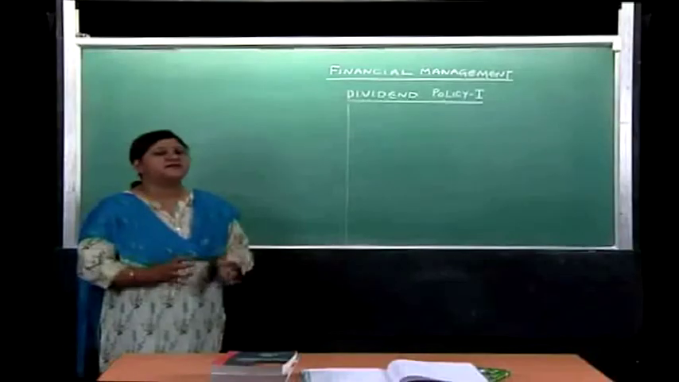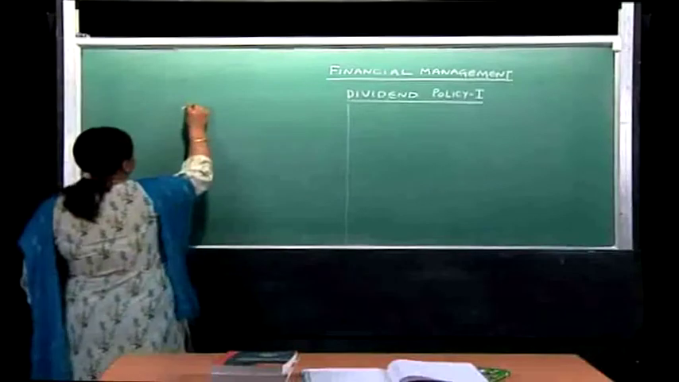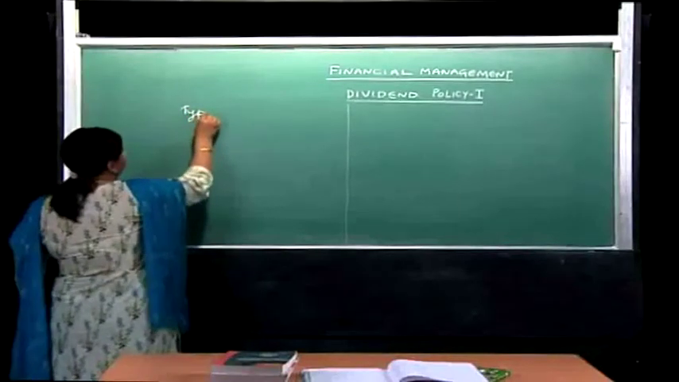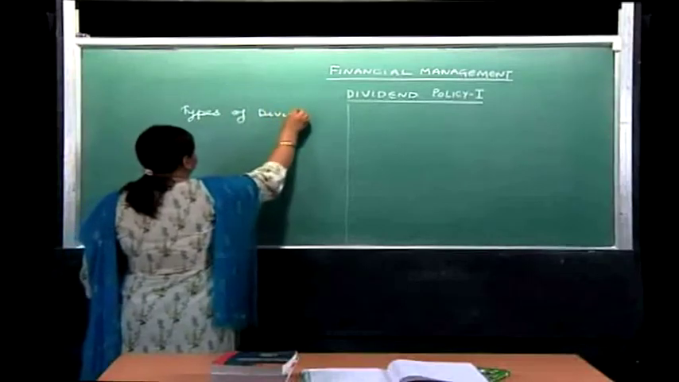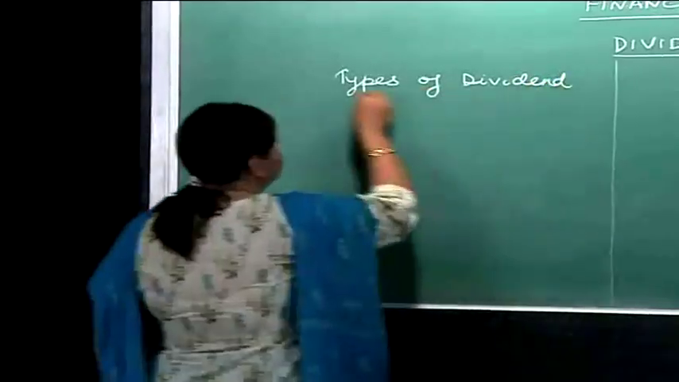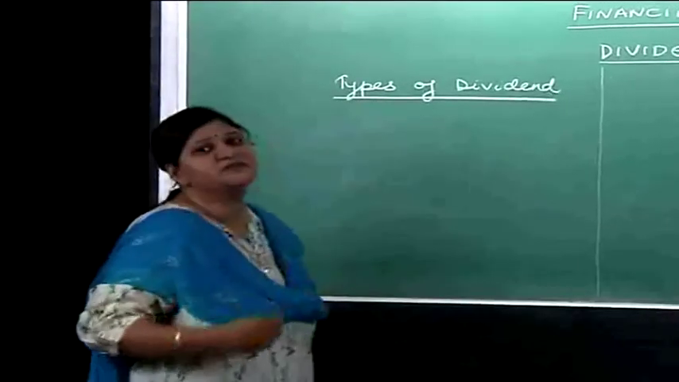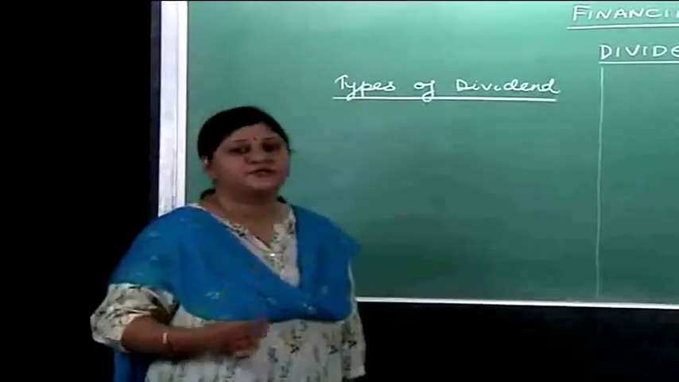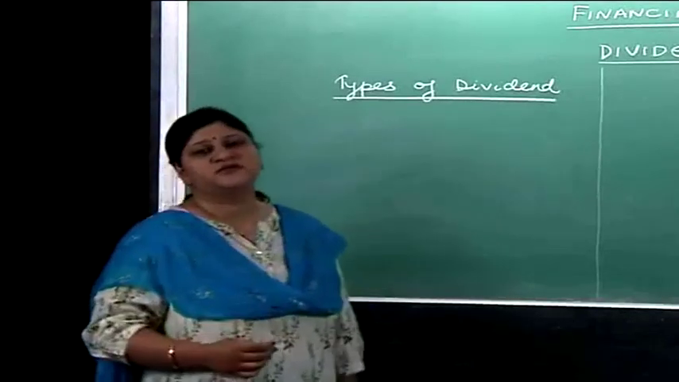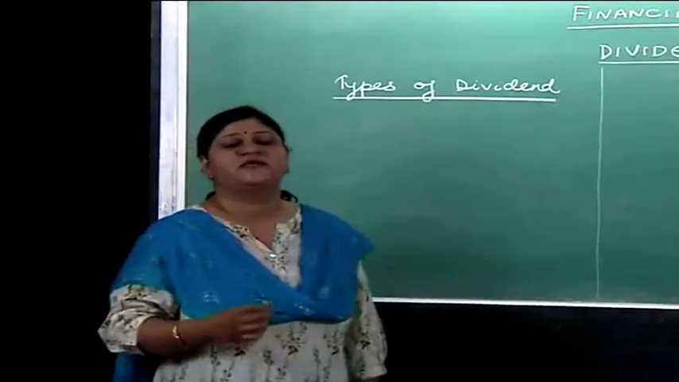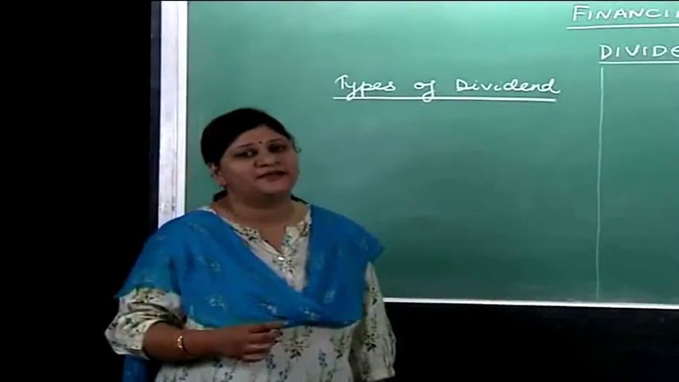So, there are many types of dividends. Let us understand what are the types of dividends. As we have discussed that dividend is the part of the distributable profit which we are going to pay to the shareholders. But when we talk about shareholders, we are restricting ourselves to the equity shareholders, and that too of the widely held public company.